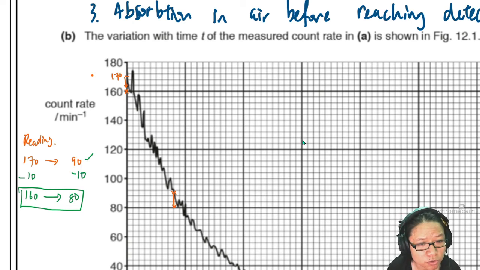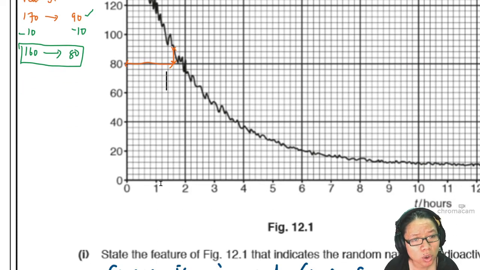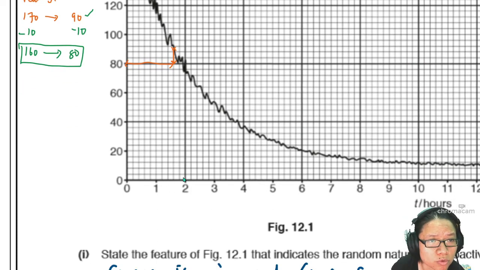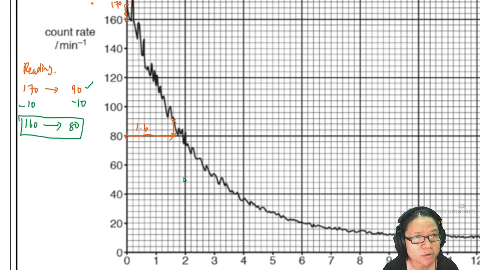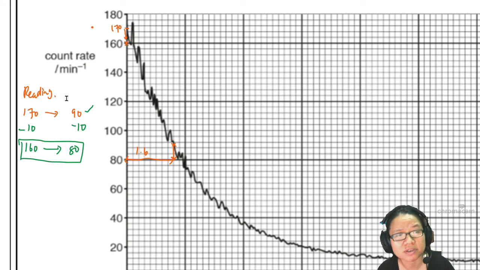So if I'm going to read this reading, this first half-life, from here all the way to here, it kind of looks like, let me see, 1.6 hours. So I'm just going to put 1.6 here. Okay, so this is my half-life. From the perspective of the graph, you are taking 170 to 90. But because of zero error, or background radiation, is a systematic error, 170, the real reading is 160, and 90, the real reading is 80.